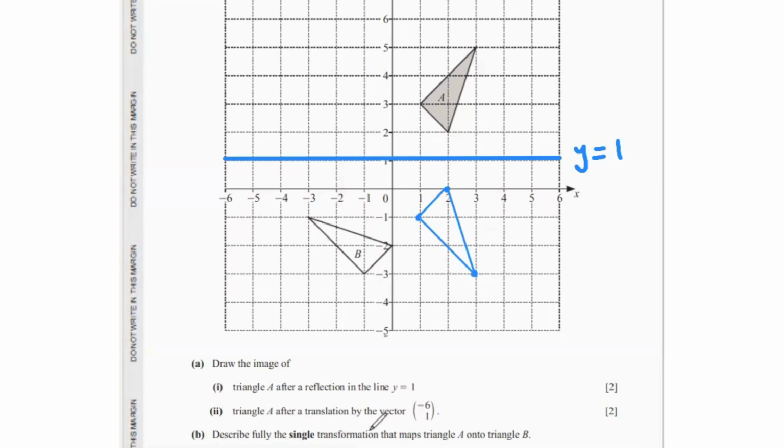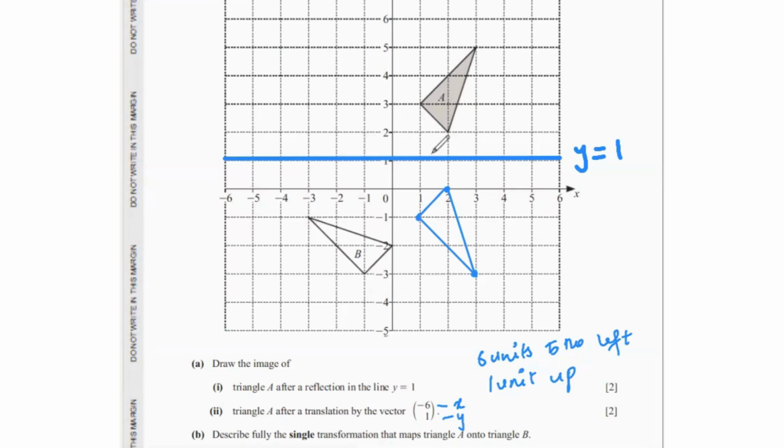Then triangle A after translation by the vector (negative 6, 1). So in a translation, what we're doing is we're moving the shape up or down, left or right based on what the translation vector is. The first number in the translation vector is your x value and the second is your y value. So when it says negative 6 for x, that means we're moving 6 units to the left-hand side. So 6 units to the left. And for y, it's 1 unit up because it's positive. If it was negative y, we would be moving 1 unit down.